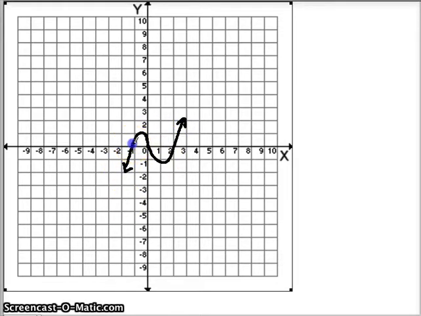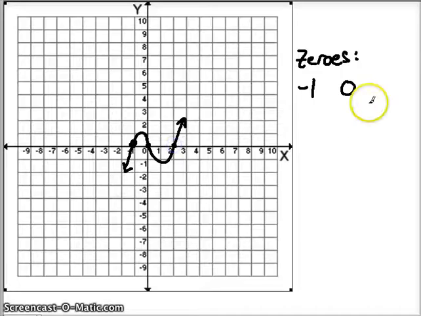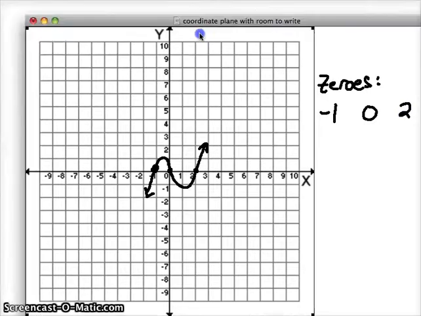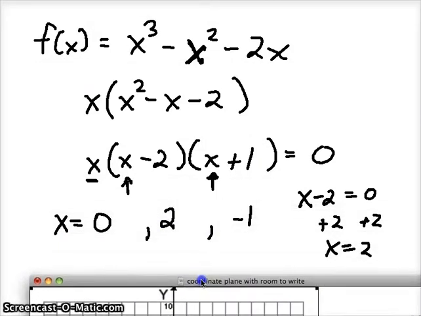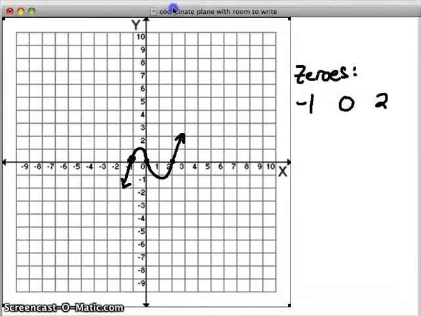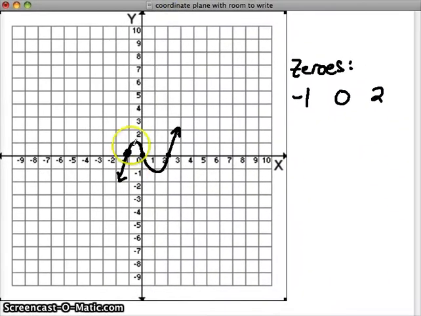So what are my zeros here? Well, it crosses right here at -1. Crosses at -1. It crosses again at 0. And it crosses again right here at +2. And that is what we described, or what we found out when we factored: 0, 2, and -1. There they are. So again, zeros are x-intercepts. Now the last thing to do is to describe the multiplicity. Multiplicities. How many times these zeros occur?